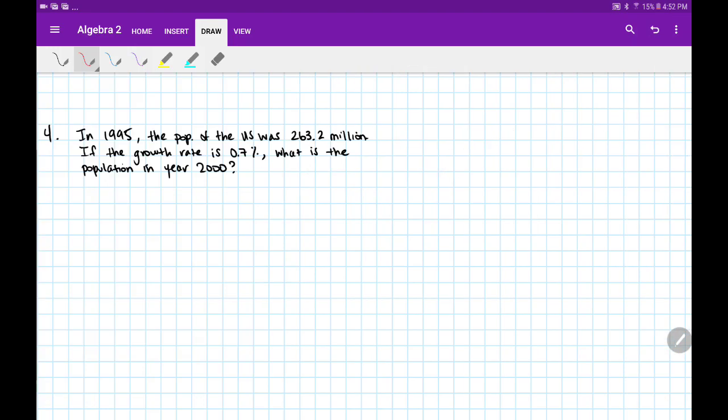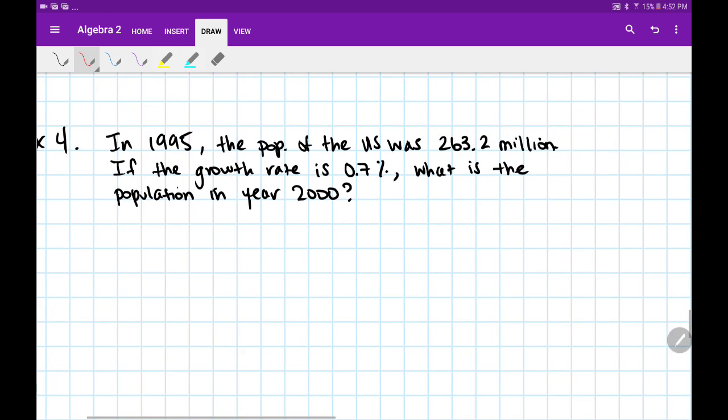Okay, number 4. It says in 1995, the population of the U.S. was 263.2 million. Our growth rate is 0.7%. So what's the population in the year 2000? So this 263.2 million was our starting amount or our final amount? Well, since it was in the year 1995, this has to be our initial or our principal. We started at 263 million. Now the growth rate is 0.7%, so that's R right there.